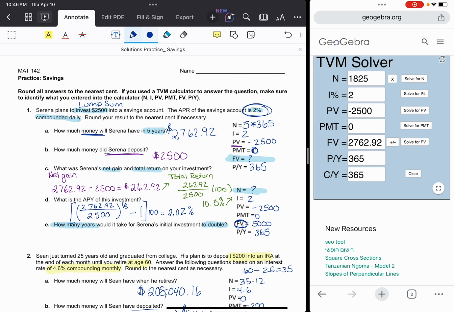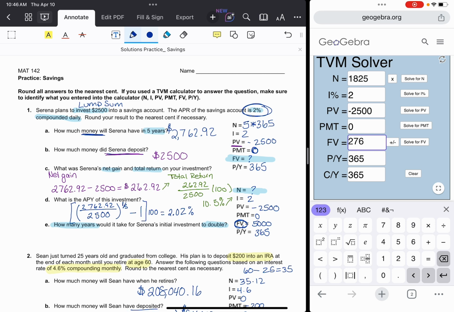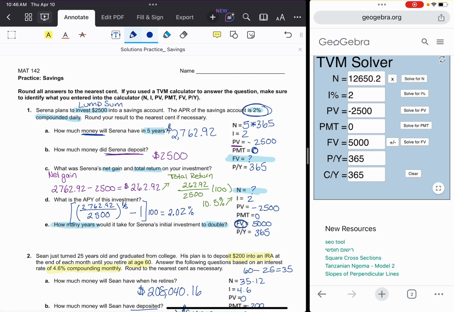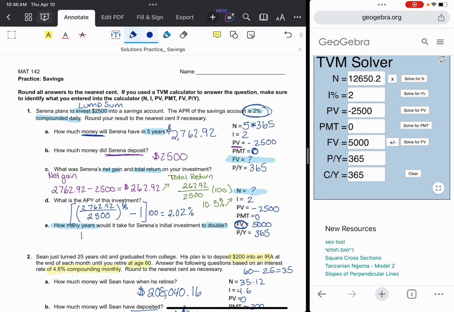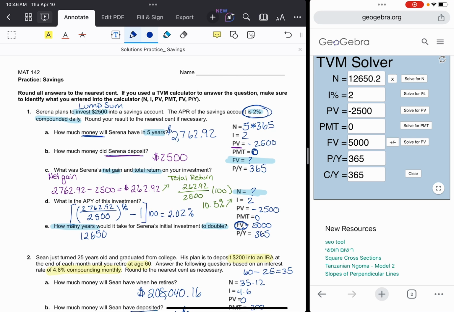That's our question mark. And so I'm going to go back to my TVM solver. I'm going to clear that out. And I'm putting in 5,000. And notice my PV is negative and my future value is positive. Those need to have opposite signs because it's money in, money out. And then I'm going to clear out this and say solve for N. And you might be going, whoa, that seems like a lot of years, except that's not a year number. That's 12,650.2 days.